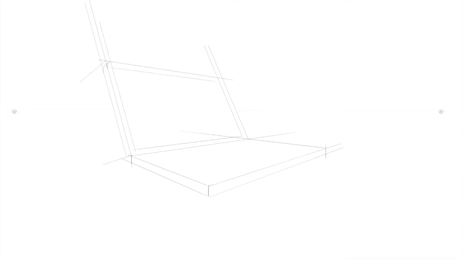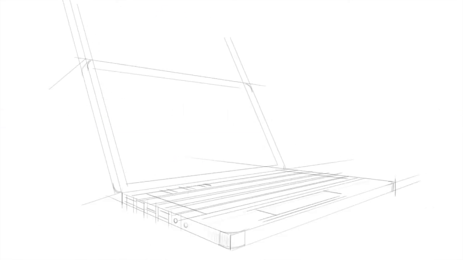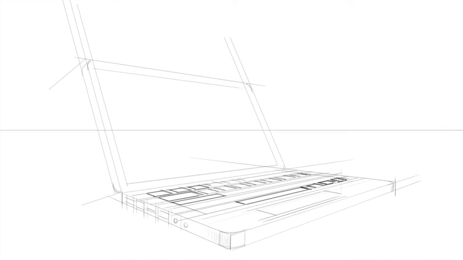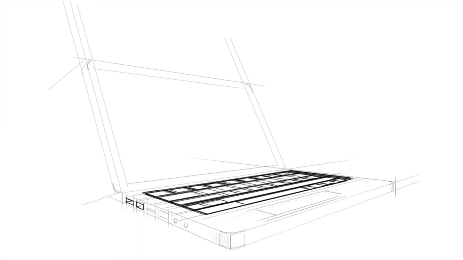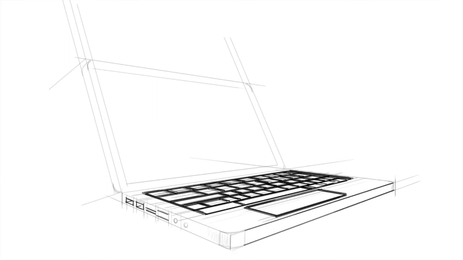To begin, I'll just sketch in the overall shape, using the vanishing points on the horizon line as a guide. I'll quickly sketch in where the keys go, again using the two points on the horizon line. Then I'll verify the shape and shade along the way.